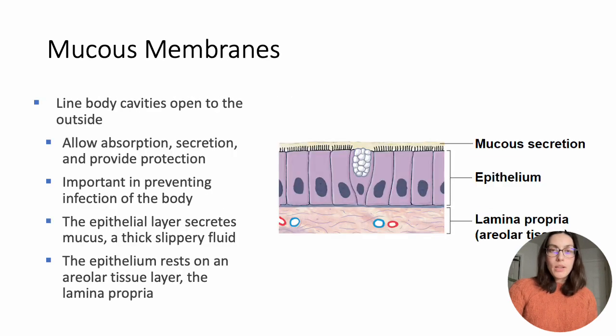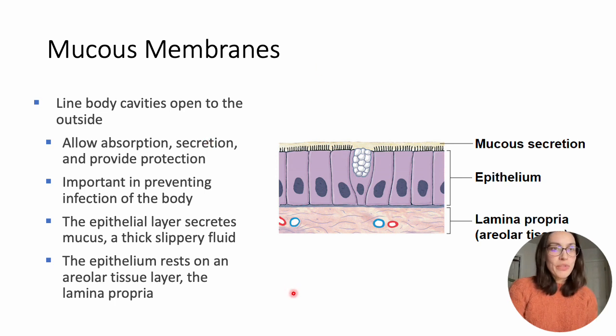Very briefly, mucous membranes line body cavities that are open to the outside. Think about places open to the outside: mouth, your nose, your vagina. These require special treatment, protection. They also allow absorption and secretion. We can secrete mucus to protect and moisten a lot of these openings, and we can absorb or interact with the things that we're smelling and eating.